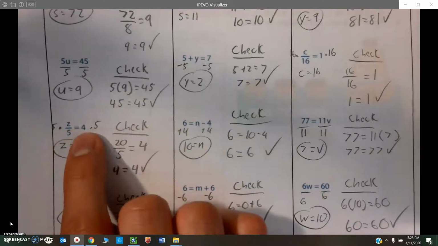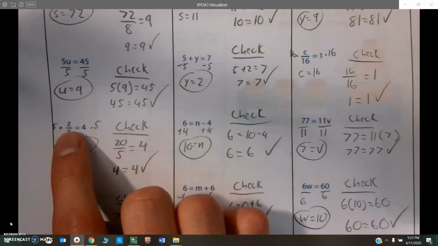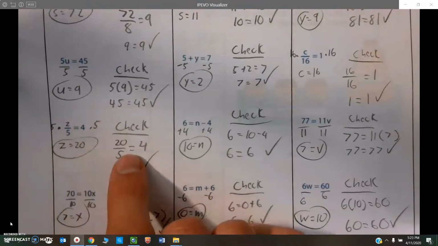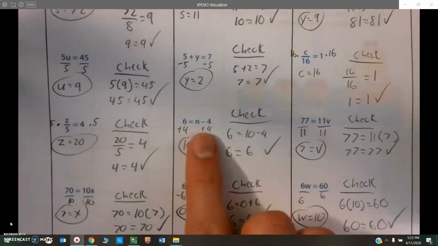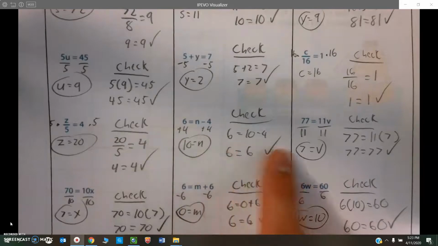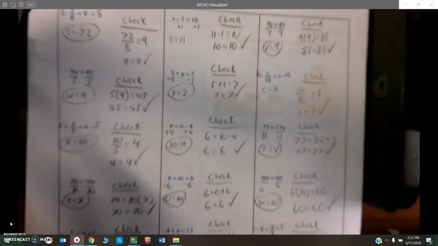What divided by 5 is 4? So if I don't know what my total is, then I'm going to multiply the 4 by 5 and I get 20, checking my work. Here, this is minus 4, so I added 4 to both sides, checked my work, 10 minus 4 is 6, so on and so forth.